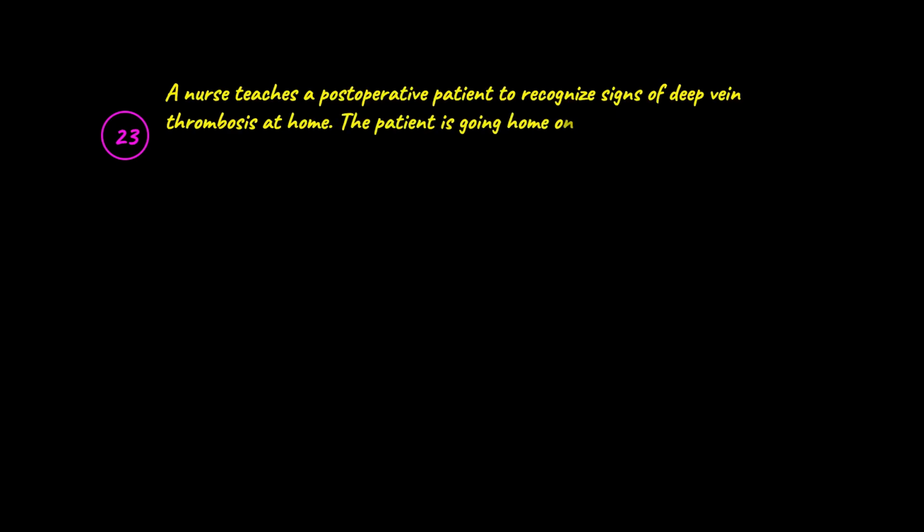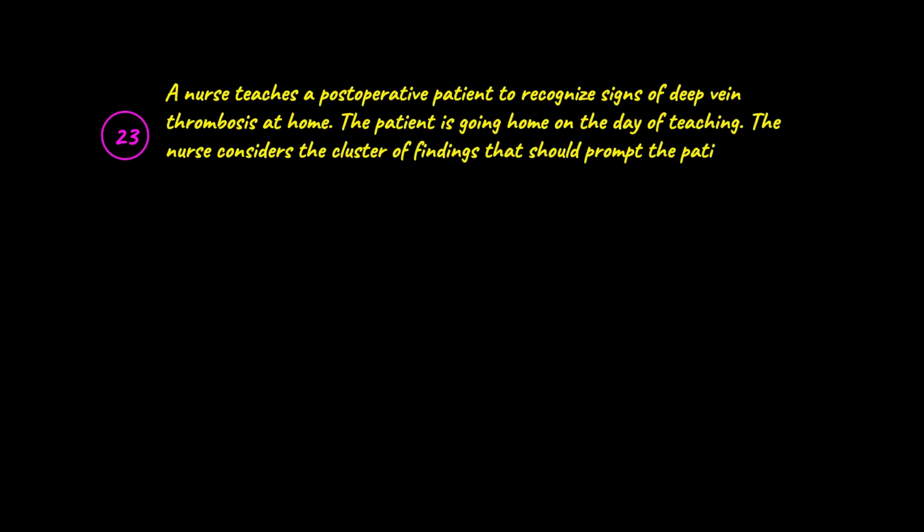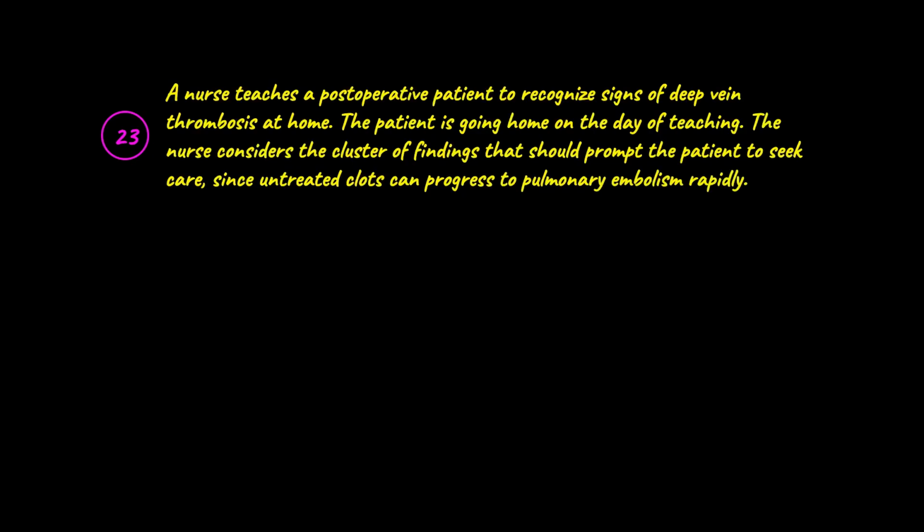Question 23. A nurse teaches a postoperative patient to recognize signs of deep vein thrombosis at home. The patient is going home on the day of teaching. The nurse considers the cluster of findings that should prompt the patient to seek care, since untreated clots can progress to pulmonary embolism rapidly. Your options are A.